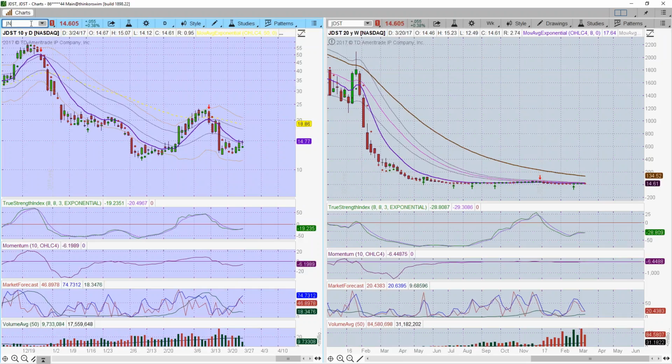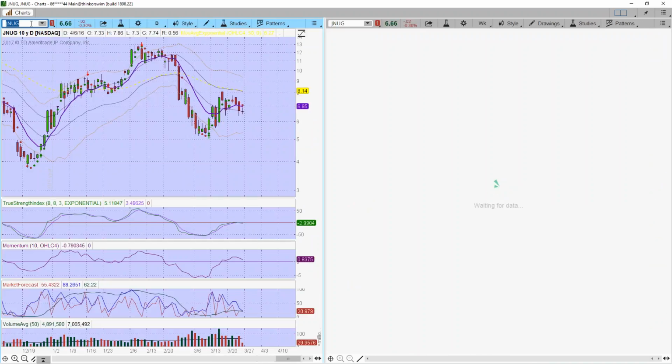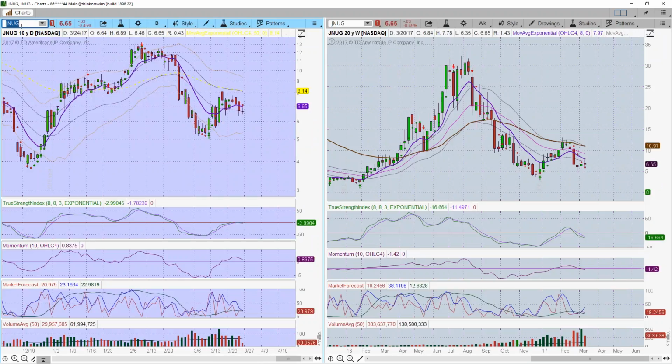then this is the nice twin, JNUG. Again, this is the bullish version of the miners, and again, this is the junior miners. Note that it is below the red line.